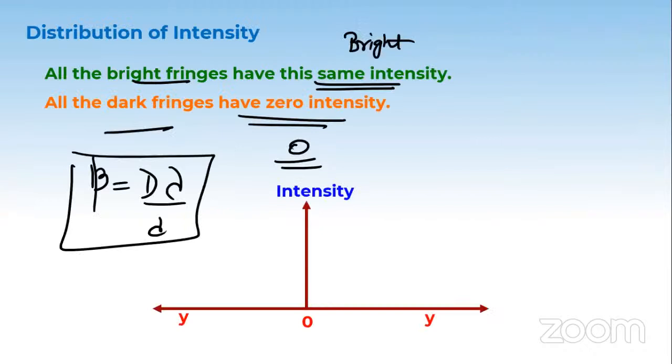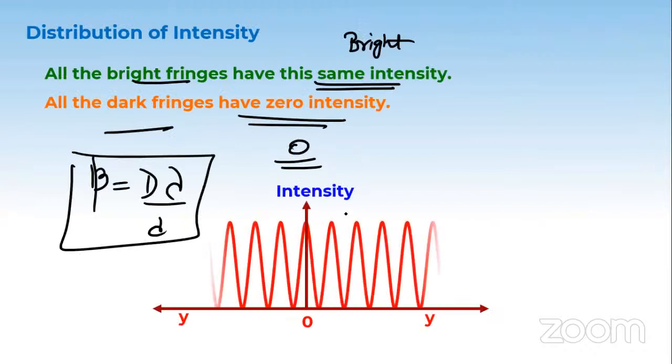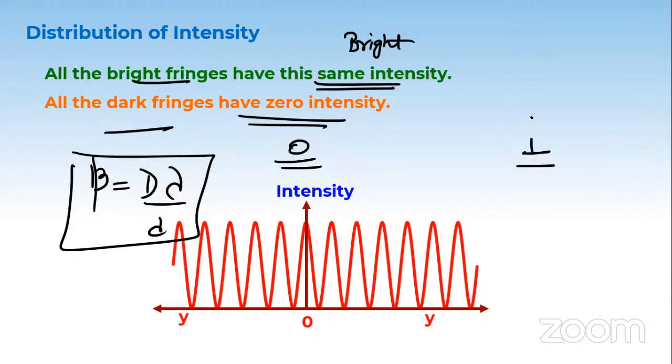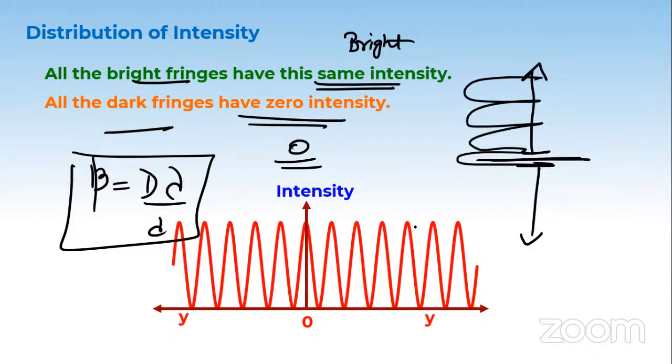In the next class, students will see a graph that you have to remember. It is the intensity versus position, starting from the central maxima. If you go up along y or down along y, the central one is the maximum. Then going up gives different maxima conditions, and going down gives different minima conditions.